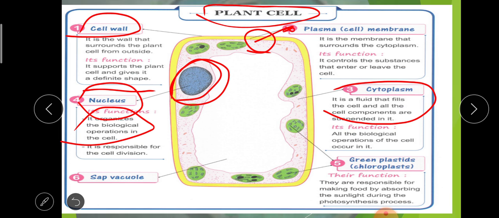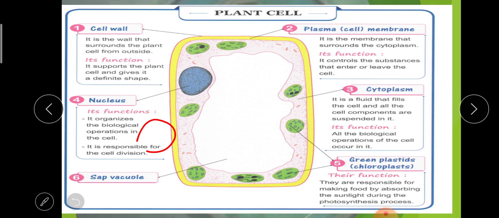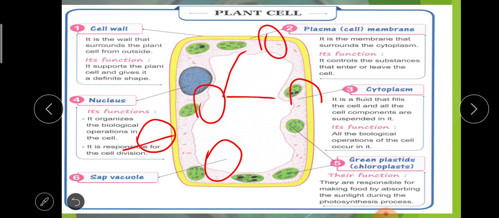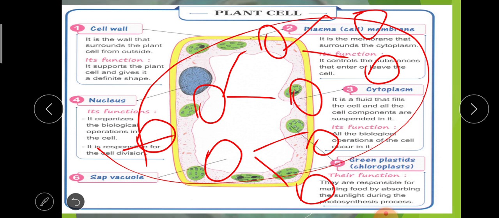Also, it's responsible for cell division. What is the meaning of cell division? To know that, first, how does this cell grow? By cell division. Cell division means each cell is divided into 2 cells, and each one of them is divided into 2 cells, and each one of them into 2 cells, and so on. All of that is called cell division.